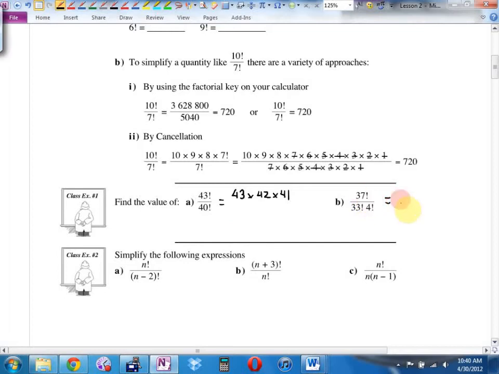This is really, well, there is a 4 factorial on the bottom. But with this 37 and this 33, it's really 37 times 36 times 35 times 34, and I could quit there, times 35, Mr. Dueck. You wrote 36 twice like a meathead.